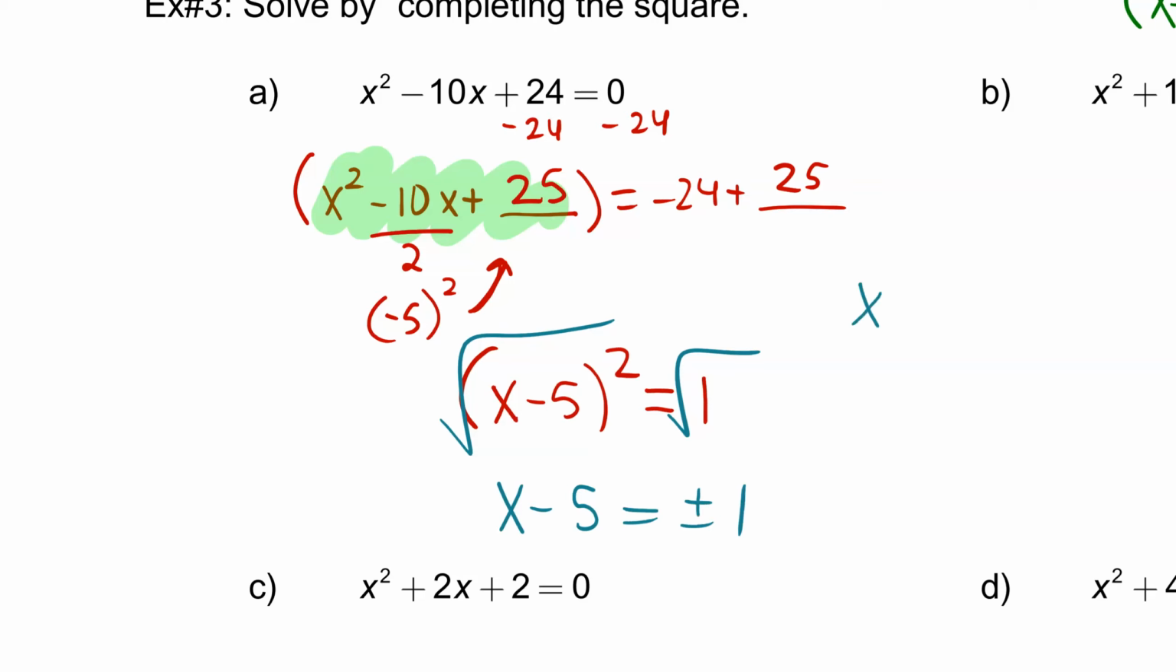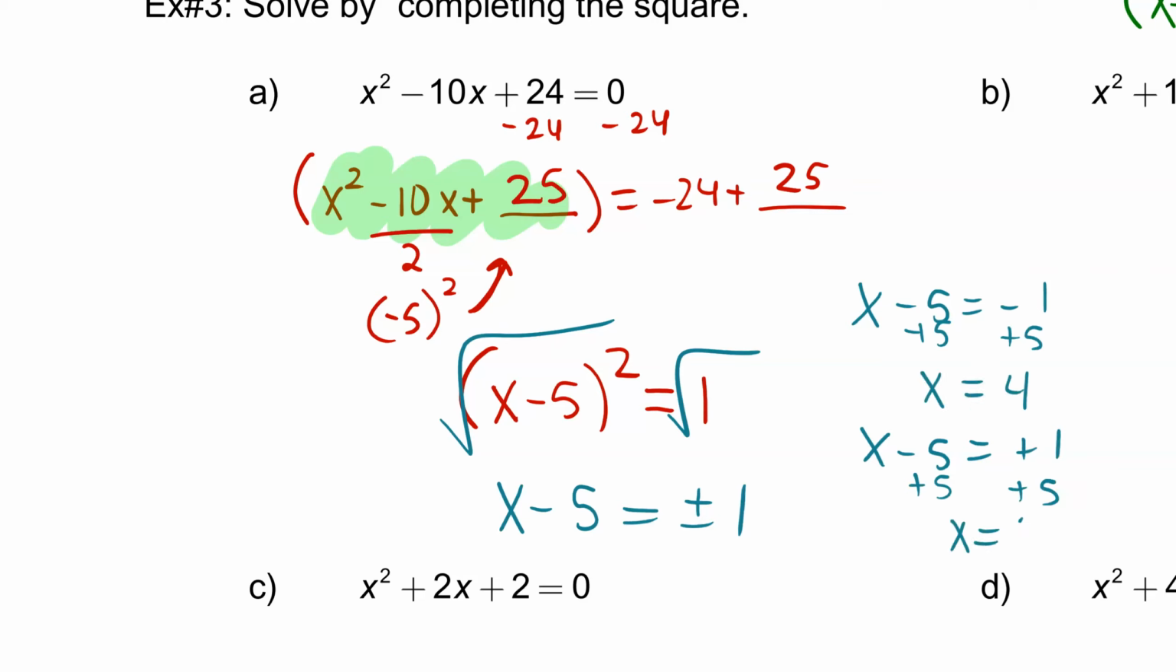So one of my solutions is x minus 5 equals negative 1. The other solution is x minus 5 equals positive 1. So I see x is equal to 4, x is equal to 6. So this is how you solve by completing the square. You make one of them into a perfect square trinomial. Let's go through this process again.